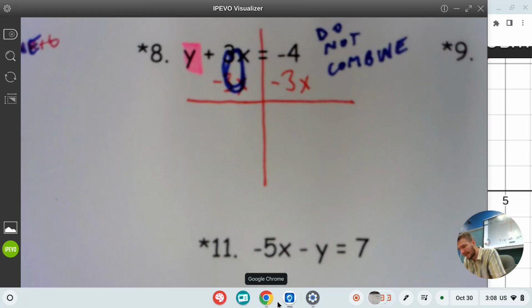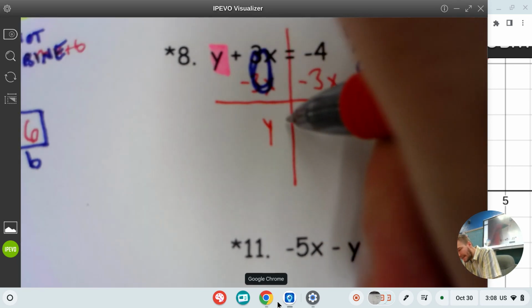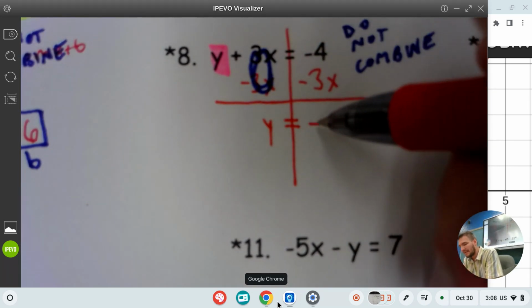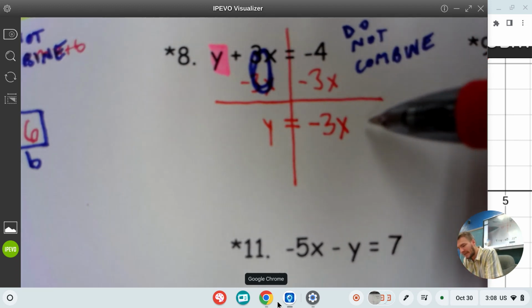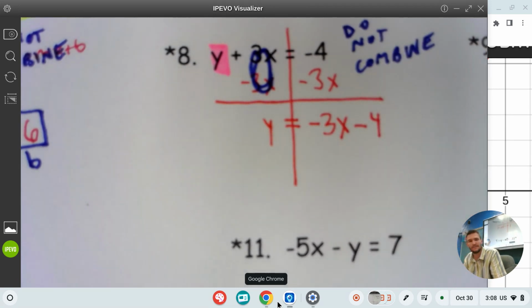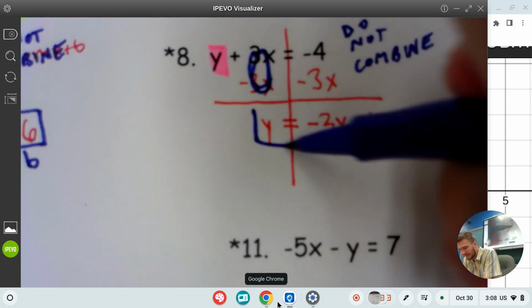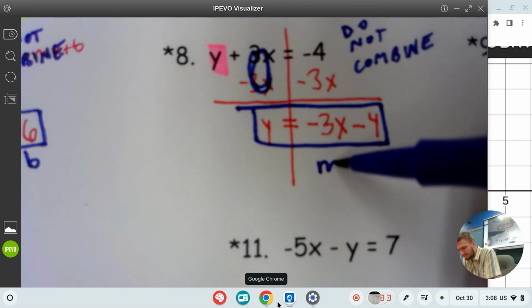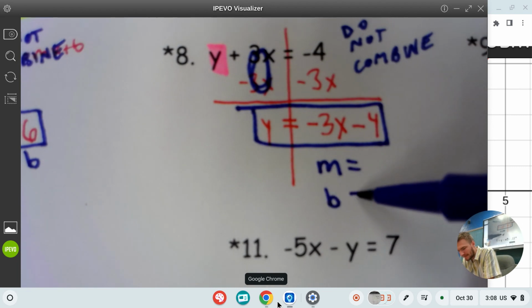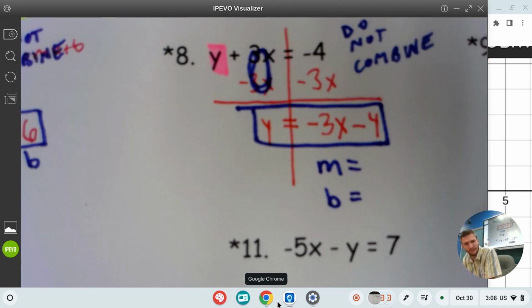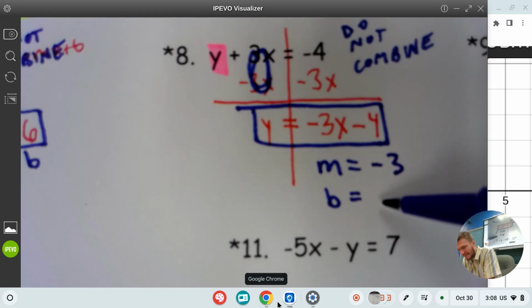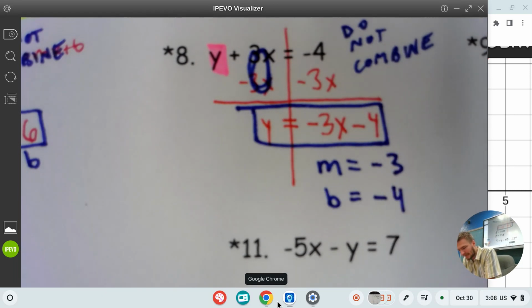So we're going to write y equals, and we're going to get the order correct. Negative 3x. The x's come first and then the numbers. It's easy, not bad at all. We're going to get our m and our b. What's the m going to be? Negative 3. The m is negative 3, and what's the b? Negative 4. And there we go. Done. Easy. Piece of cake.